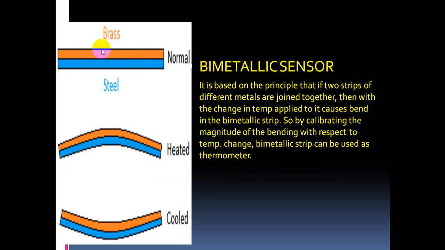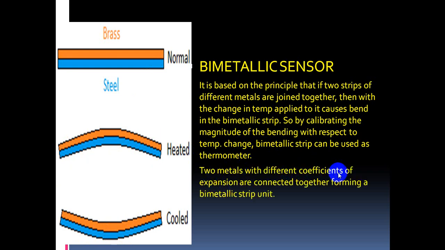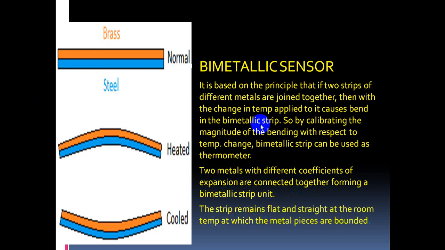Okay, clear? Two dissimilar metals having different coefficients of expansion are joined together, and that is called a bimetallic strip. Under normal temperature condition, it is always flat and straight. When the temperature changes, from normal to high temperature or normal to low temperature, that means when it is heated or cooled, the bimetallic strip bends. By calibrating the magnitude of bending with respect to temperature change, we can use this bimetallic strip as a sensor or thermometer. The strip remains flat and straight at the room temperature at which the metal pieces are bonded.